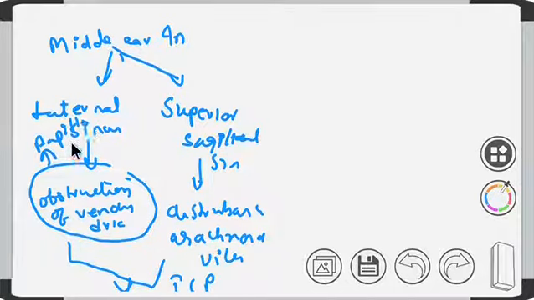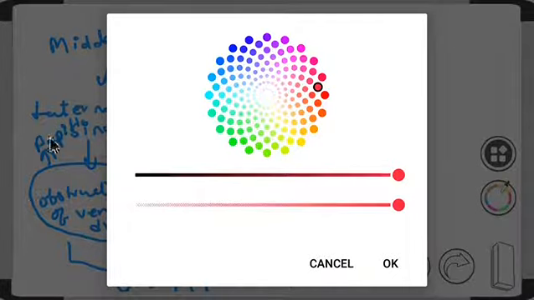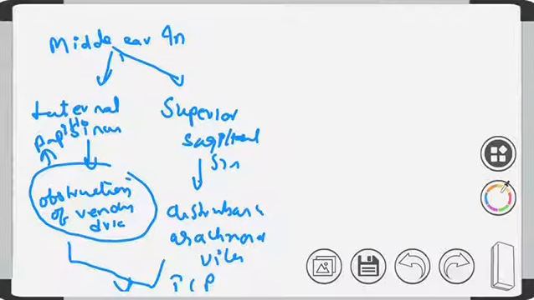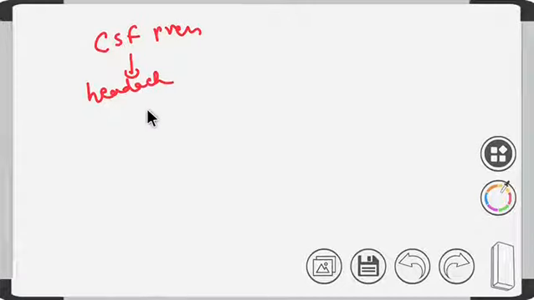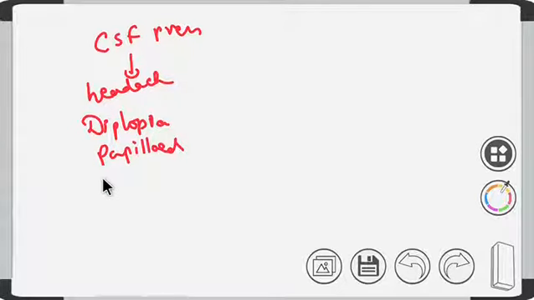As there is obstruction to the venous drainage, it results in papilloedema of the eye, right? So there is increased CSF pressure. Due to this, what we can see is headache, diplopia, papilloedema, and nystagmus. All these things will be there.